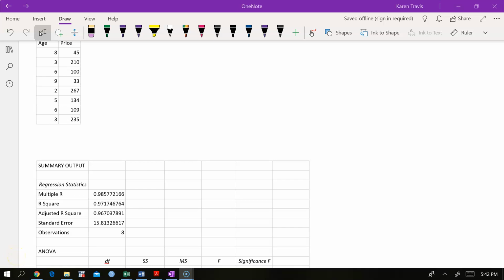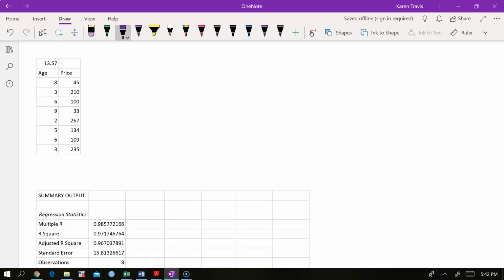This is a video about how to do a regression analysis problem using Excel. Here's my data: age of a car in years versus its price in hundreds of dollars.